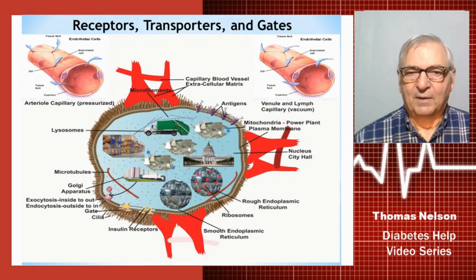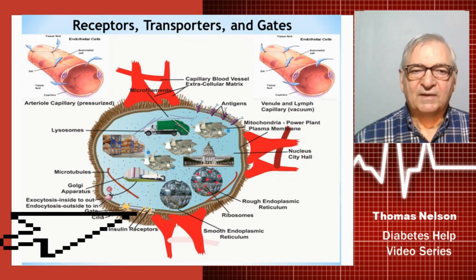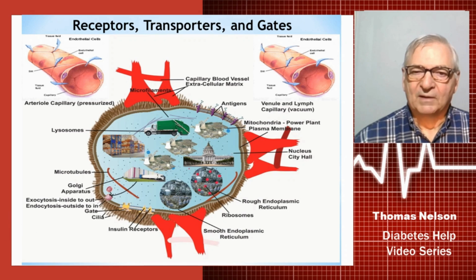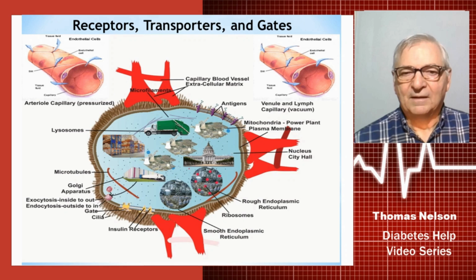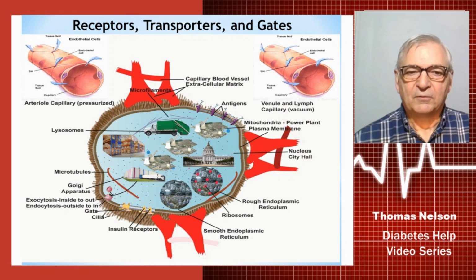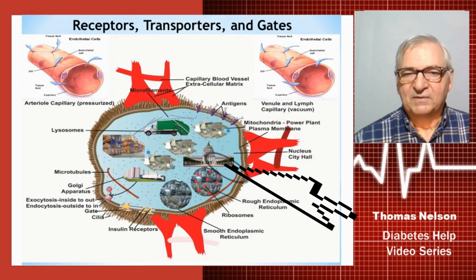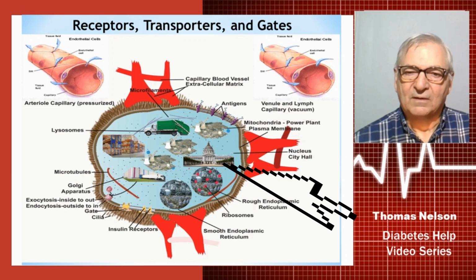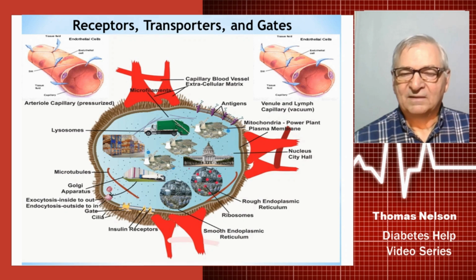On that membrane are what's called receptors, transporters, and gates. There's a receptor, transporter, or gate for virtually everything that's in the blood that is needed inside one of these little cities. And so each one of those will receive a message from City Hall, where your DNA is stored, as to how much and what is needed inside of the city.